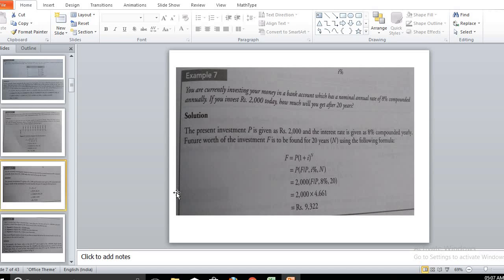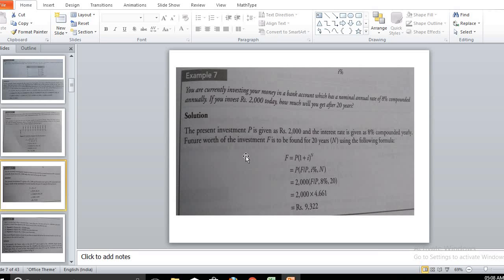The formula is F equals P into (1 plus i) raised to n. This gives the future amount we will get by investing a value P at interest rate i for n periods. This is called future worth analysis: how much value we will get after some years.